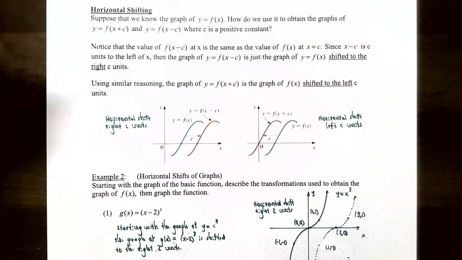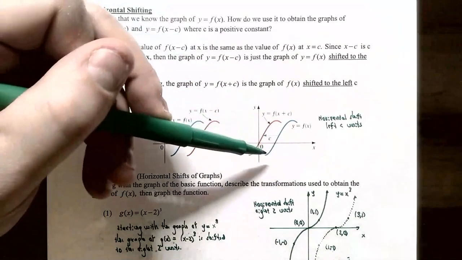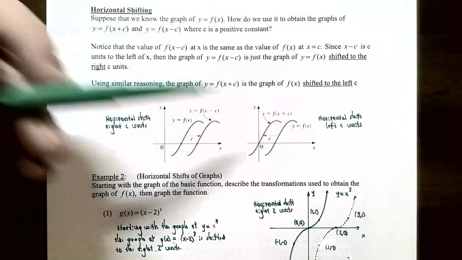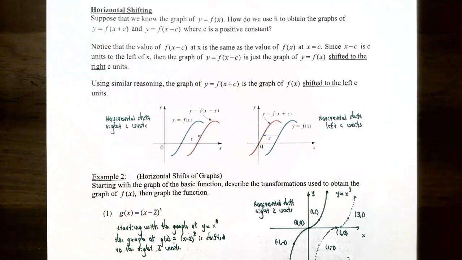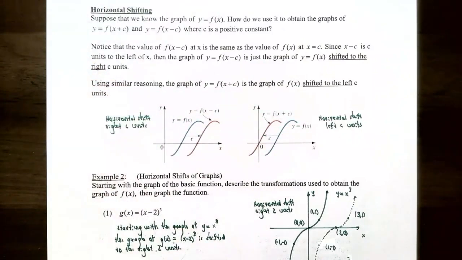If you want to graph the function y equals f of x plus c, then you start with the graph of y equals f of x, the one that's in blue again, but you shift the graph c units to the left. And so all the x values will have c subtracted to get the graph of y equals f of x plus c. The y values stay the same, but the x values have to be shifted to the left c units. And so this is called a horizontal shift left c units.